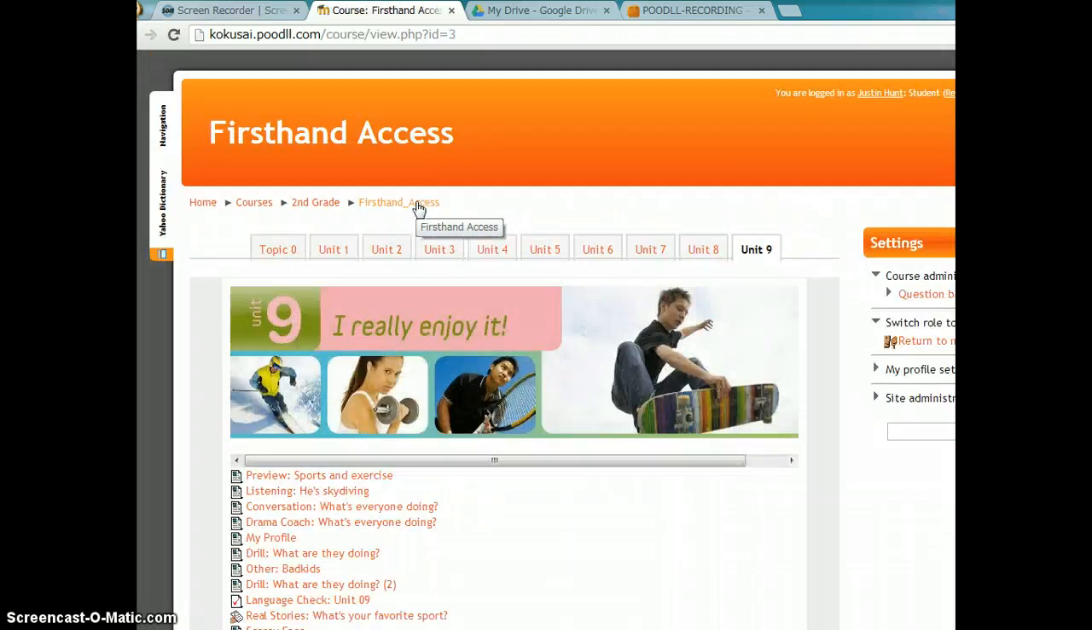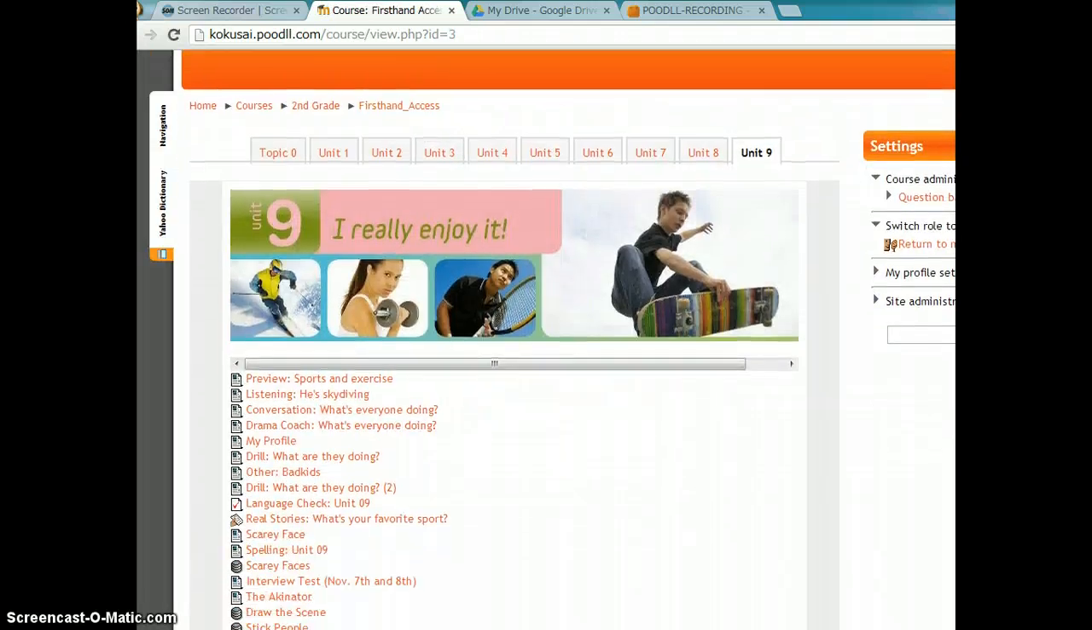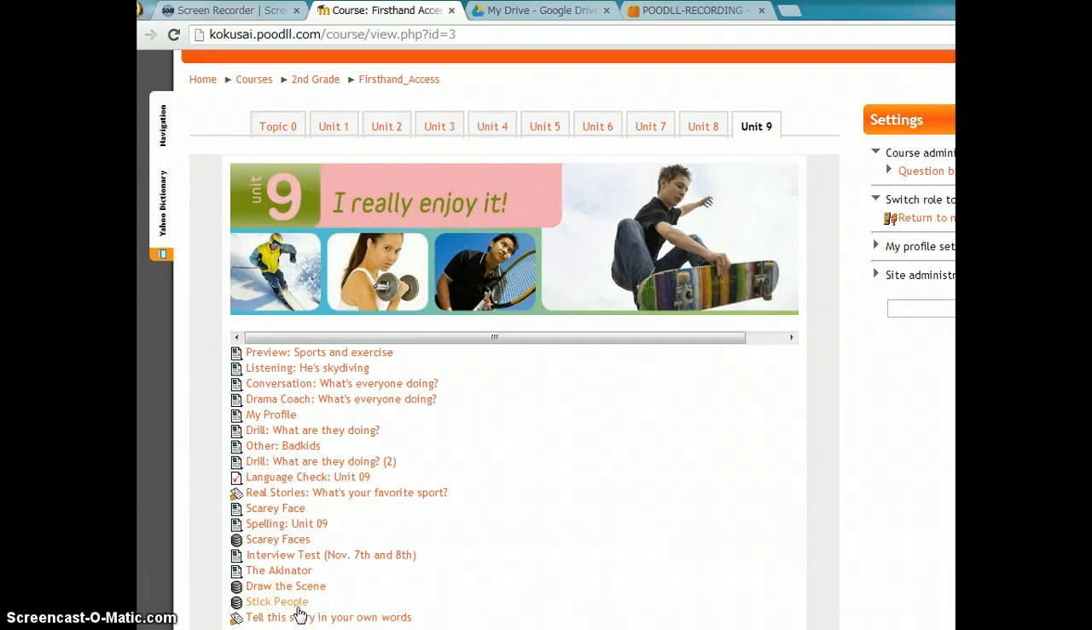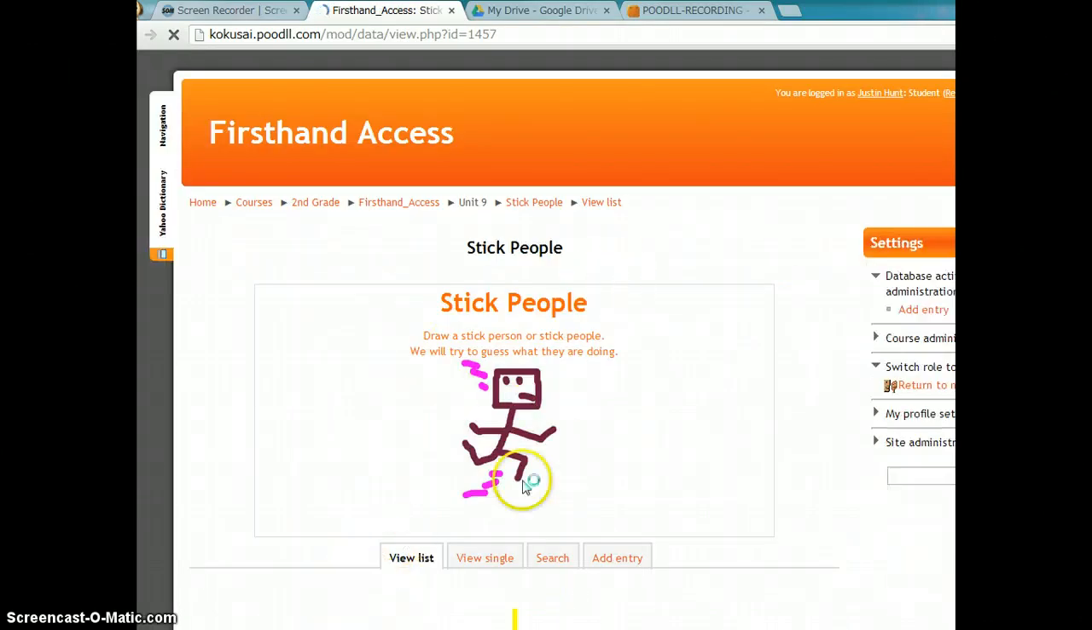Another activity which I did today, which was quite successful, was this stick people activity. I asked my students to each draw a stick figure into a database activity, and then once the pictures were drawn, we used those pictures as a basis for a conversation with our partner. So let's have a look at those pictures here. Right, here is the activity itself. Stick people. My instructions: draw a stick person or stick people. We will try to guess what they are doing. Now the student draws the activity using the Poodle Whiteboard here.